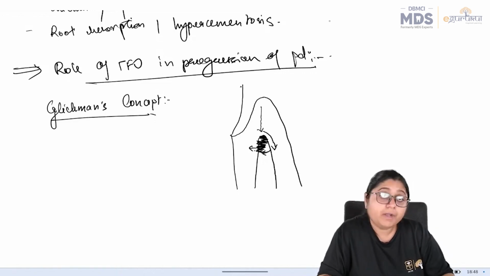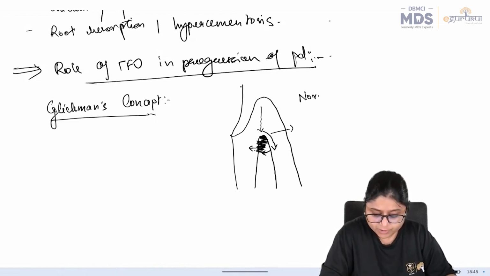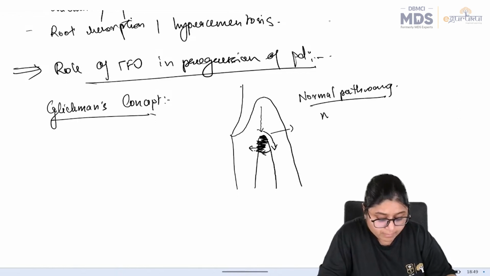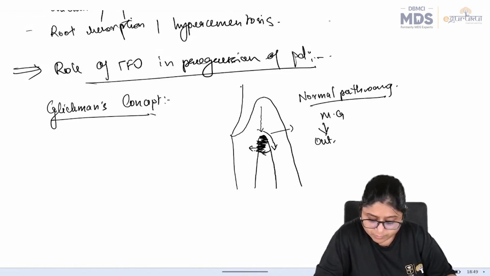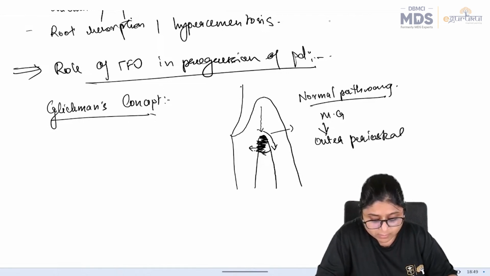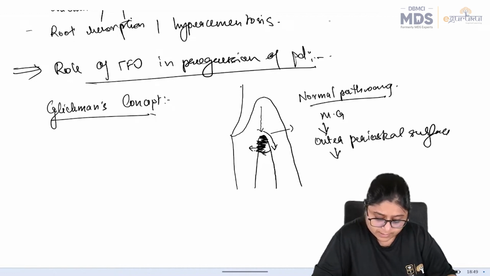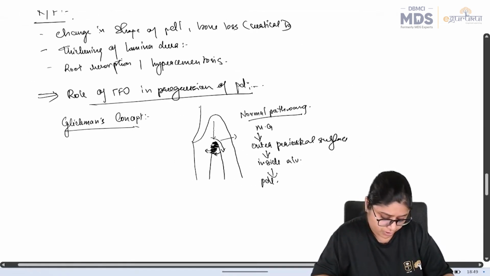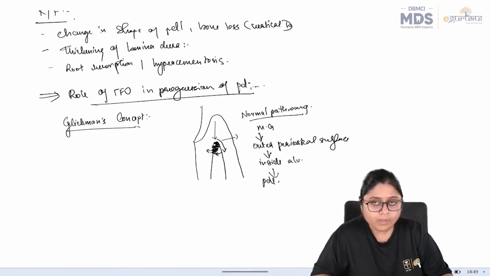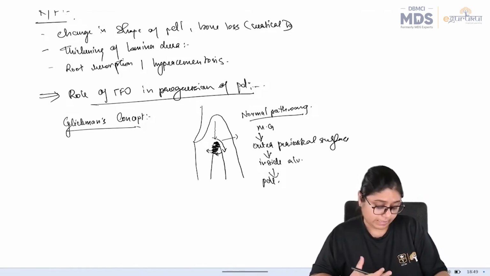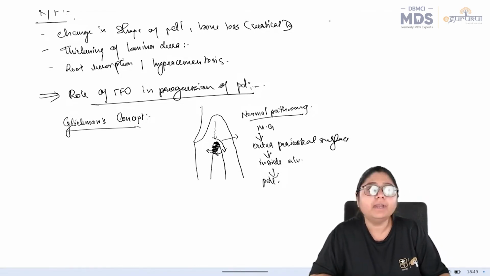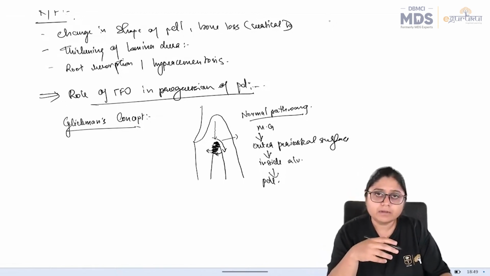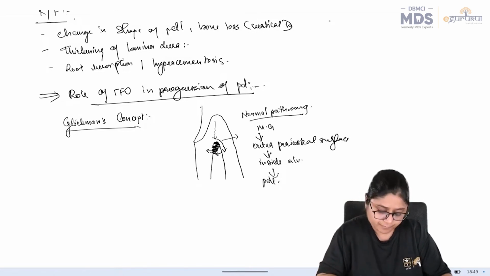This is the normal pathway of inflammation, from the marginal gingiva to the outer periosteal surface of the alveolar bone. From the outer periosteal surface it goes to the inside of the alveolar bone, and from there to the PDL. But because of certain abnormal forces, Glickman saw that the supragingival plaque shifted apically. He gave this concept because he saw that the supragingival pathway, under the influence of abnormal occlusal forces, became subgingival.